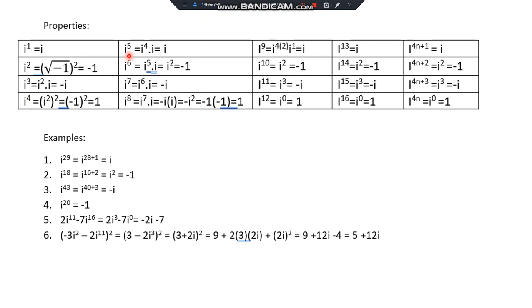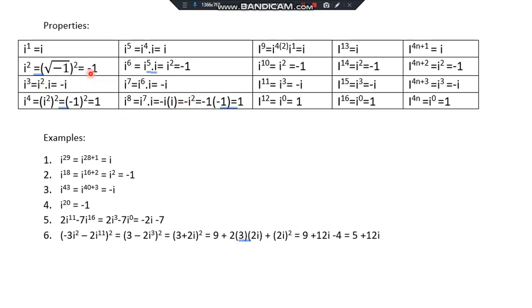If you want to do i to the power 5, it will be i to the 4 times i. But i to the 4 is what? Here we said 1. So 1 times i is i. If you want to do i to the 6, it's i to the 5 times i, which is i squared, so minus 1. If you want to find i to the 7, it's i to the 6 times i, and minus 1 times i is minus i. i to the 8 is i to the 7 times i, so minus i times i is minus i squared, which is 1.